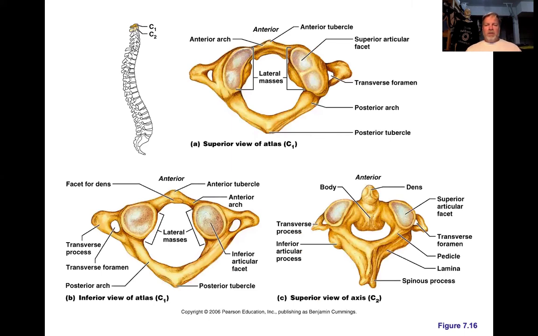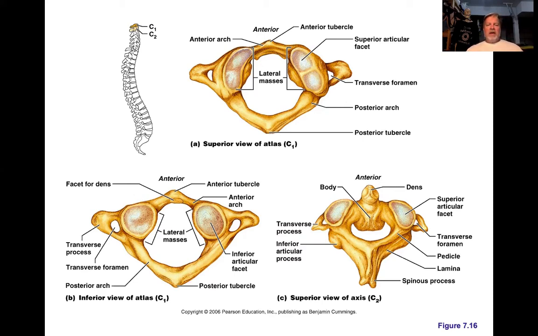So here we're looking at C1 and C2. You've actually got 7 cervical vertebrae. These are the smallest and the lightest. C3 through C7 are distinguished by an oval body, and then they have short spinous processes. See my little spinous process off the back here. Those are quite a bit smaller in C3 through C7.